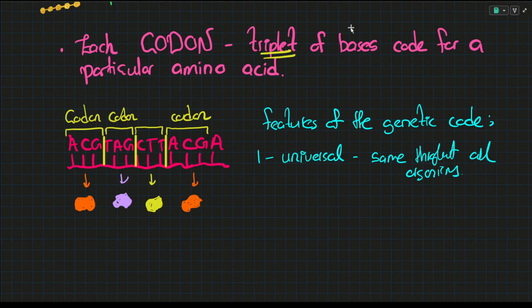We evolved from a universal ancestor. That's what science believes. That's what science has brought to prove. All organisms share the same universal genetic code. The second feature is that the genetic code is degenerate.